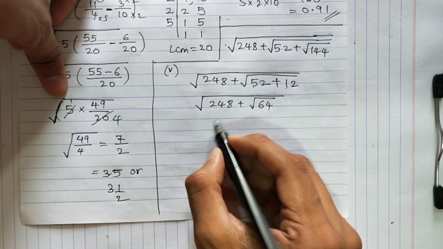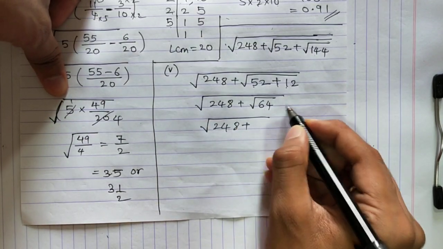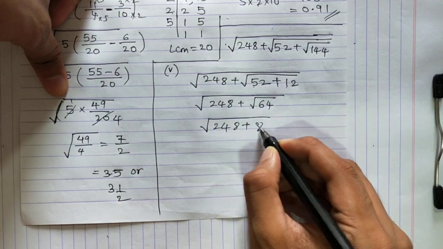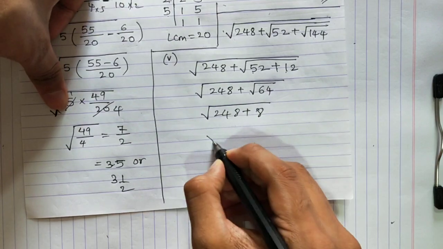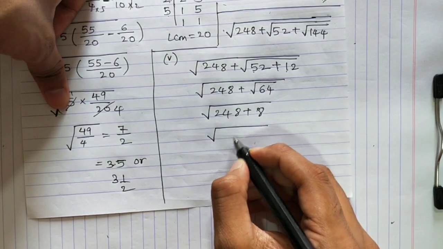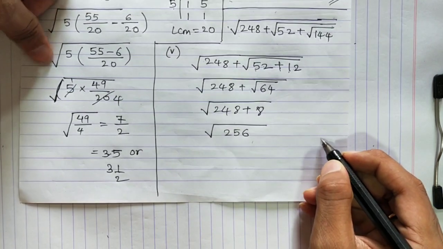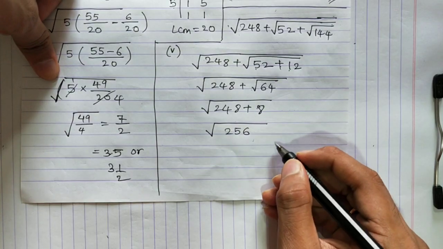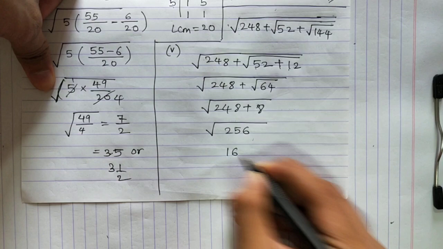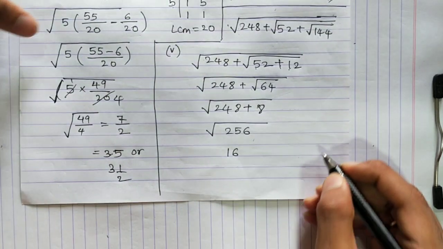Okay. Now 64 is a square of which number? 64 is a square of 8. 8 8s are 64. So root 64 is 8. Okay. Now 248 plus 8. 248 plus 8 is 256. Okay. And what is root 256? 256 is a square of which number? Square of 16. Okay. So answer is 16.